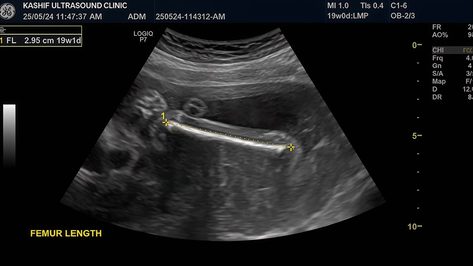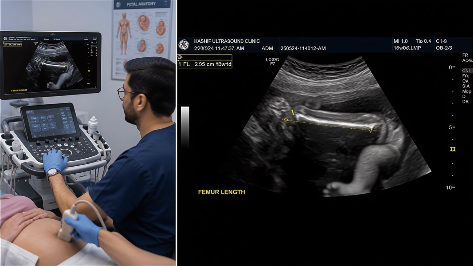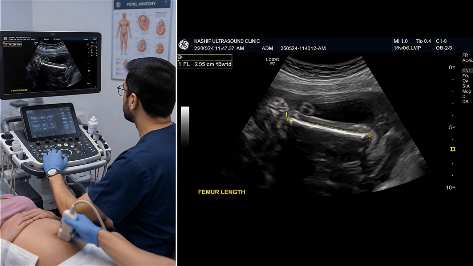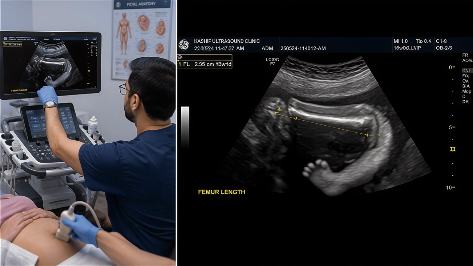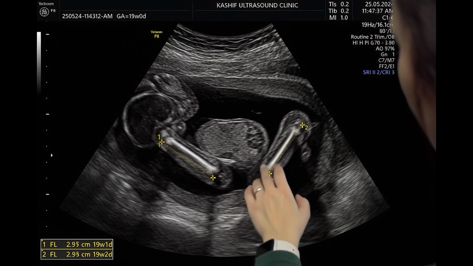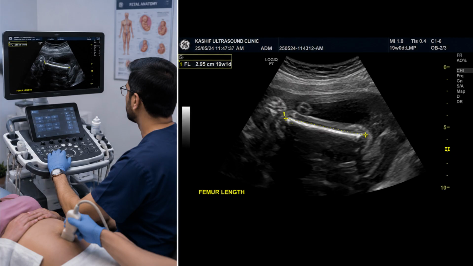What is femur length, FL? The femur length is the measurement of the ossified diaphysis, shaft, of the fetal femur. It is measured from one end of the ossified shaft to the other. The femur is the longest bone in the fetal body, one of the most reliable parameters for fetal growth assessment, less affected by fetal head shape than BPD.